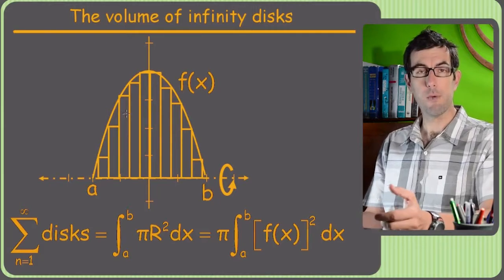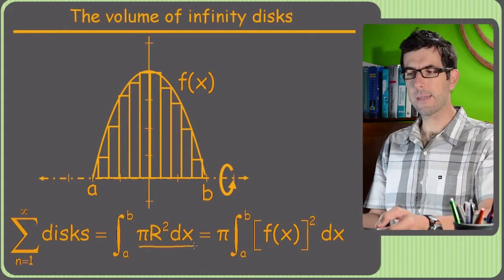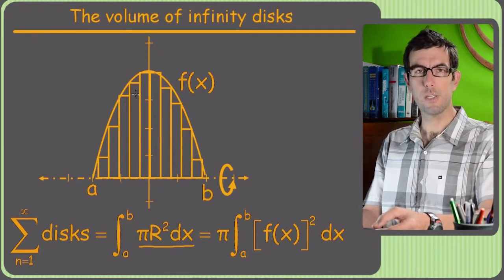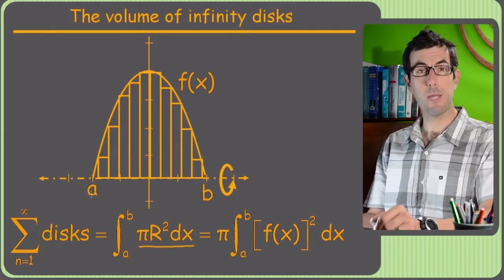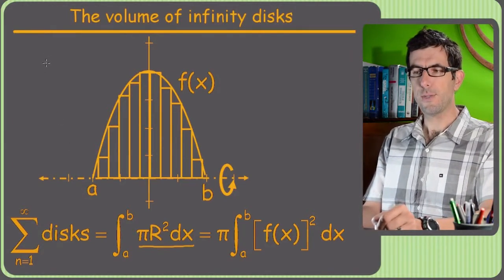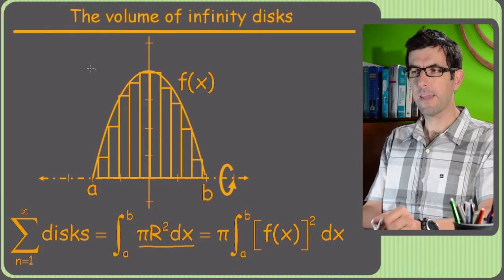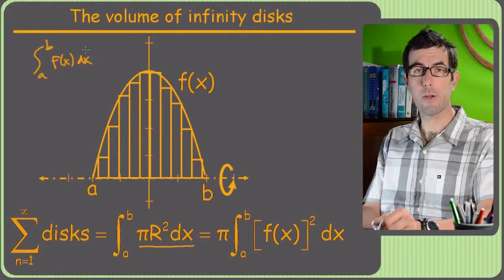Alright, so now that we figured out the volume of each individual disk is just pi r squared dx, how do we add up infinity disks? How do we get from one disk to all the disks that are going to add up to this area? Well, we integrate. Same thing with area between curves. If we just wanted to find the area of this region, we would have just integrated from a to b f of x dx, and that would have given us the area under the curve, right?